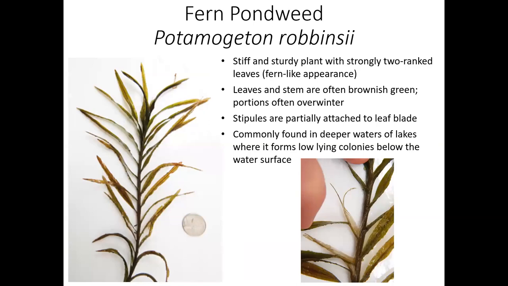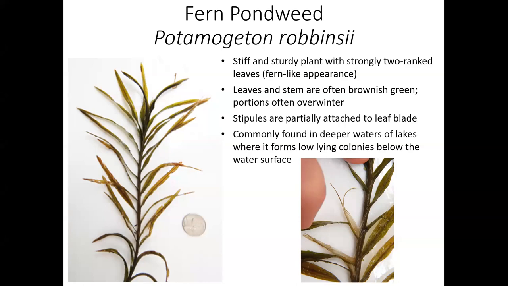So the next plant I'm going to talk about is fern pondweed. This one is also often called Robin's pondweed, and the scientific name is Potamogeton robbinsii. This plant is very stiff and sturdy. Many of our aquatic plants are very limp when you pull them out of the water, because they need the water column to hold their leaves out. That's not the case with this plant. You can hold it out and it looks like a fern, and it holds its own without the weight of the water. It has alternate leaves like all of our pondweeds, with a very strongly two-ranked appearance.